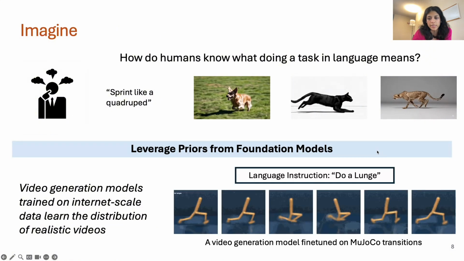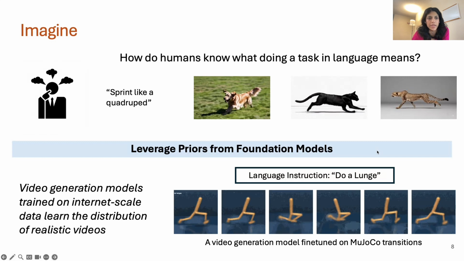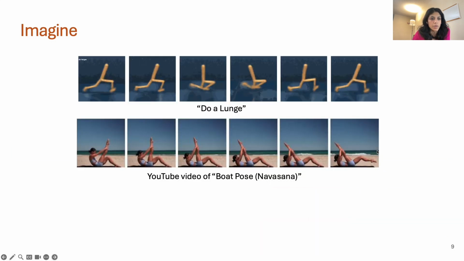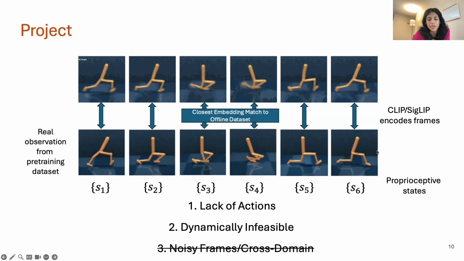Video generation models are trained on large scale internet data and can generate anything we specify via text instructions. However, these imaginations are untenable as they are. We do not have the actions between frames that we can simply imitate. The consecutive frames might be inconsistent with the dynamics of the current agent, and moreover, the generated imaginations can be noisy. To resolve the issue of noisy frames or cross-domain transfer, we find the nearest frame in the offline pre-training dataset of our agent using semantic similarity matching.